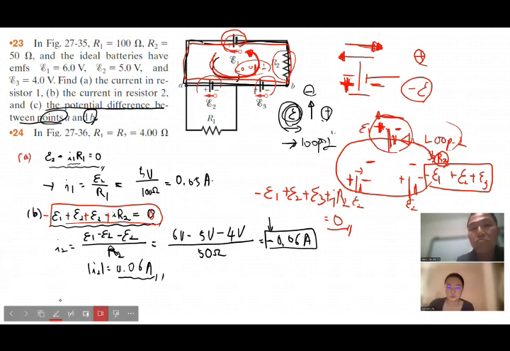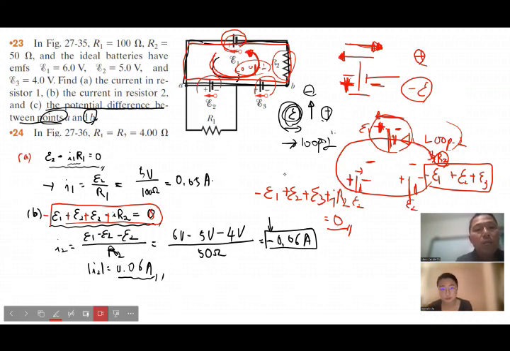So it's independent of the direction of the loop, as long as you equally apply the loop rule to each part of the circuit in the same convention. Okay, does it make sense? Okay, all right.